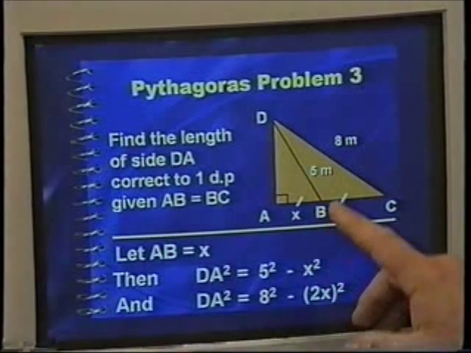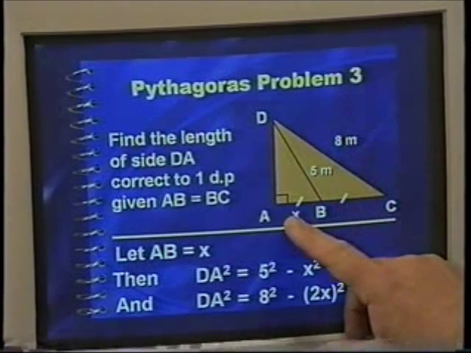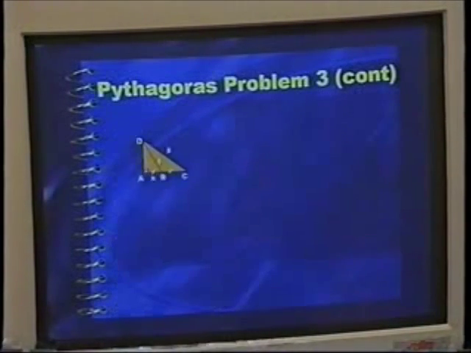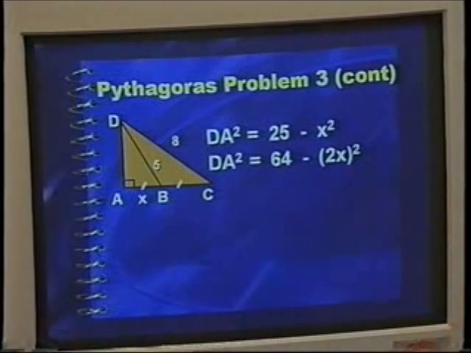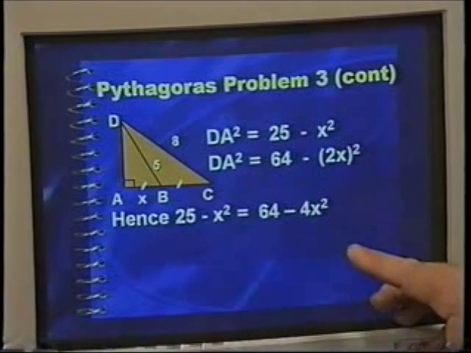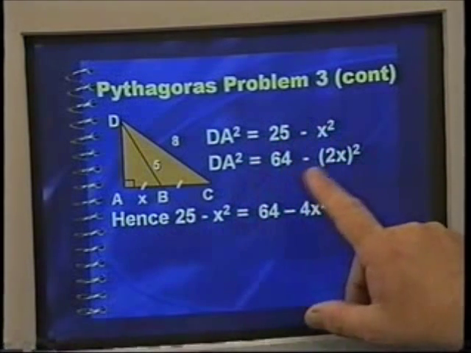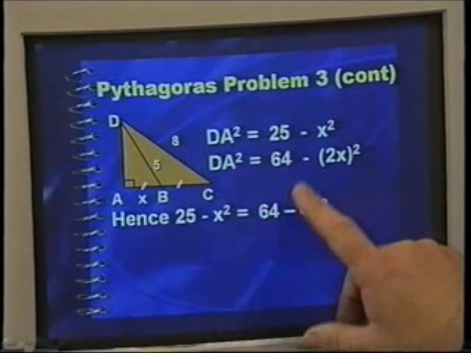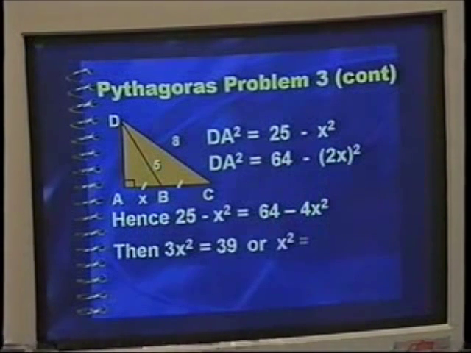In other words, also, of course, dA squared in the big triangle becomes 8 squared, subtract 2x, all squared. And here's where your knowledge of algebra becomes important, because you should know that 2x all squared is actually equal to 4x squared. So I've got the same thing as I had on the previous graphic, and we equate, because both these expressions are equal to dA squared. So I get 25 minus x squared equals 64 minus 2x all squared, which is 4x squared.